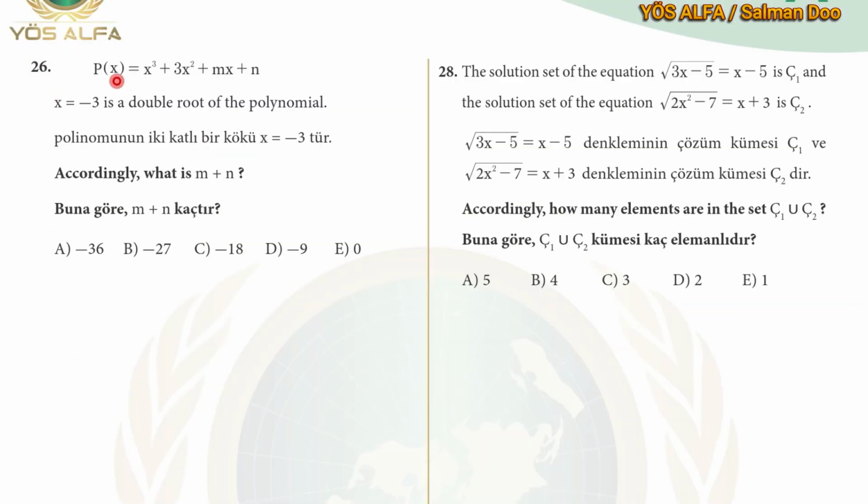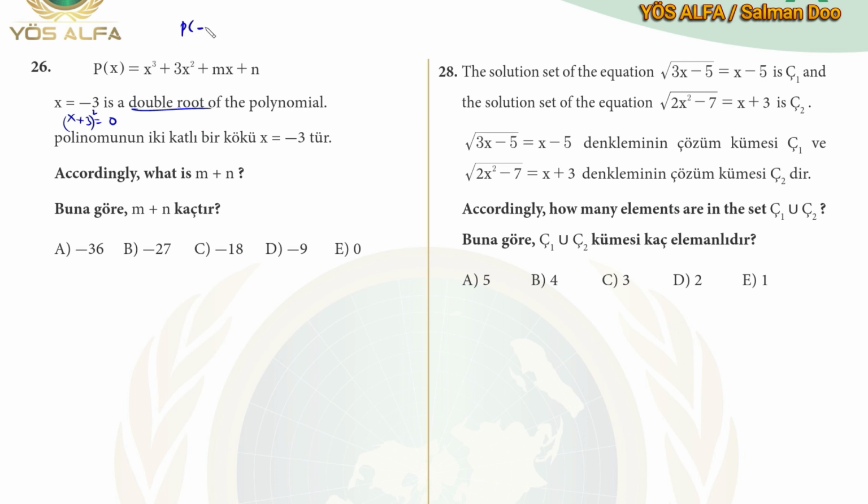P of x is given. X is equal to minus 3 is a double root of the given polynomial. M plus n is asked. We can write this equation as x plus 3 is equal to 0. Since it is a double root, we can square this expression like this. And this is a factor of P of x. In other words, P of x is divisible by x plus 3 the whole square.